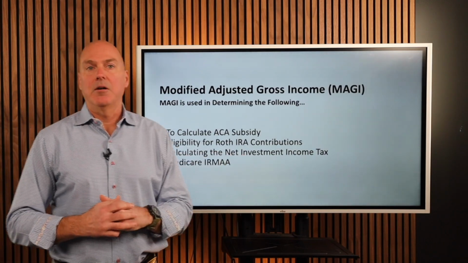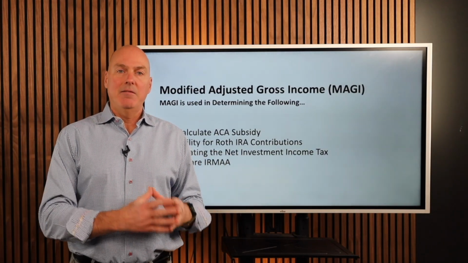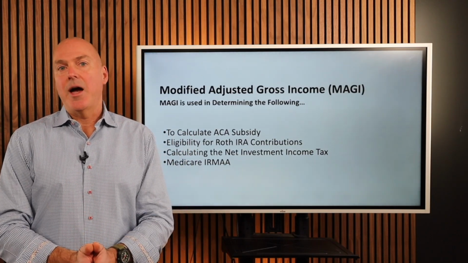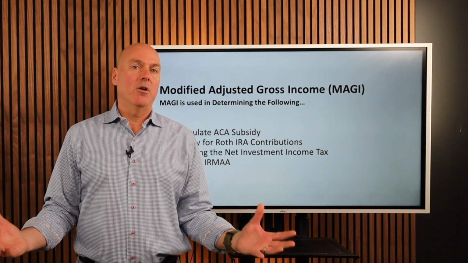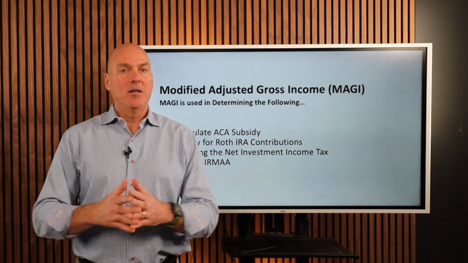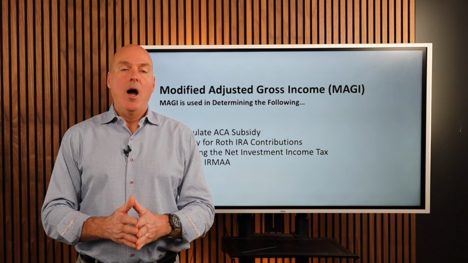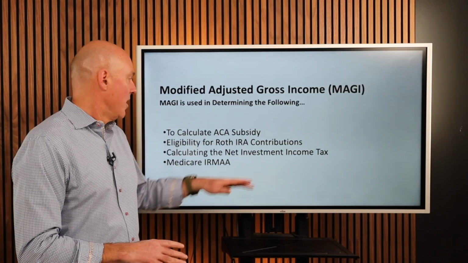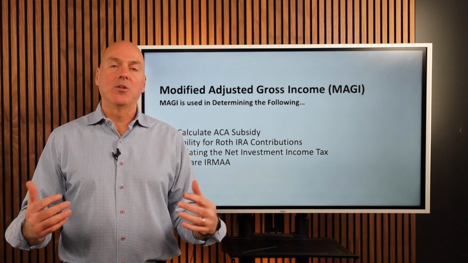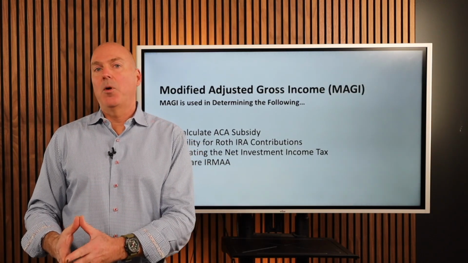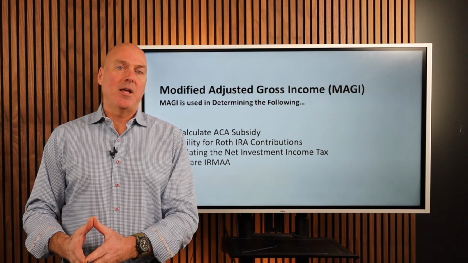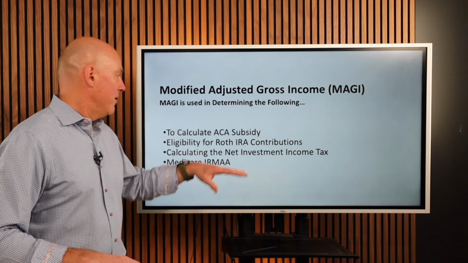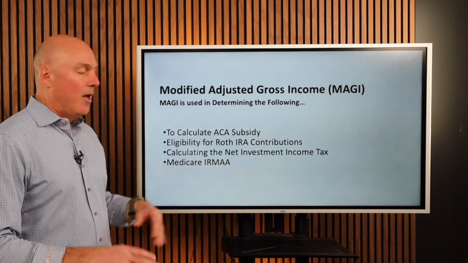It's also a big deal for calculating something called the net investment income tax. So that was something that was put into place with the Affordable Care Act, and it's going to basically take all of your investment income that you have, dividends, interest, capital gains, even income from real estate investments and things like that, any passive investments. And if you're over a certain threshold, you're going to be assessed a 3.8% net investment income tax on the lesser of the amount that you exceed the threshold, or the amount of your investment income, whichever is lower. So kind of a big deal.